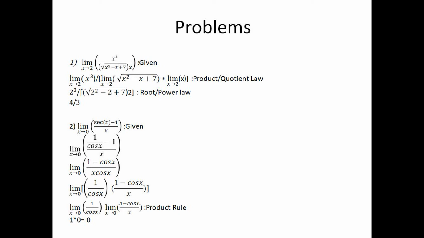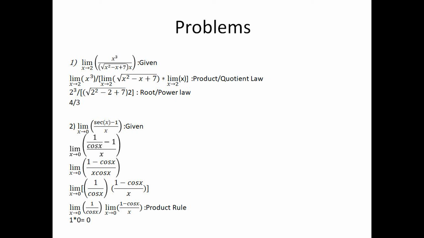First I simplified secant x to 1 over cosine x to get 1 over cosine x minus 1 over x. Then I simplified it a little bit more to get 1 minus cosine x over x times cosine x. Then I was able to separate these into two different fractions, and I get 1 over cosine x times 1 minus cosine x over x.